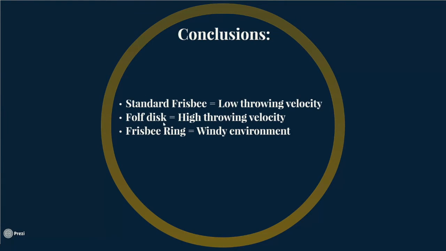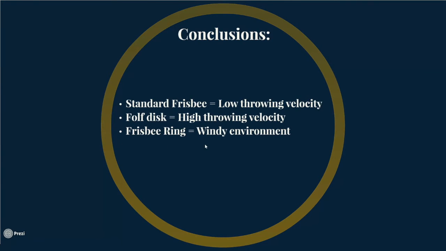The Fault disc, which was the only disc that produced values of lift higher than the values of drag at each velocity, would be the best for high throwing velocities. It was observed that the ratio of lift over drag increased as velocity increased, and therefore the Fault disc is the best for high throwing velocities.